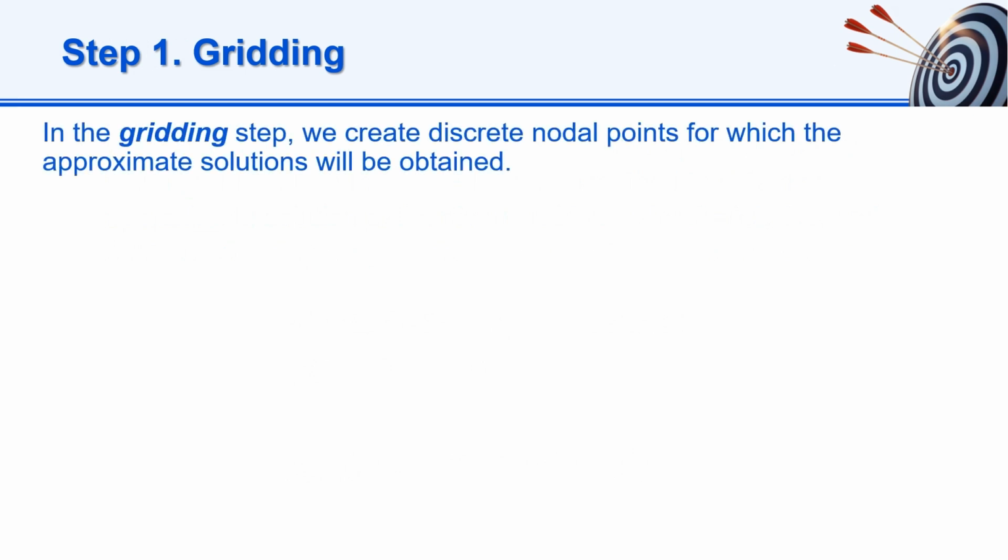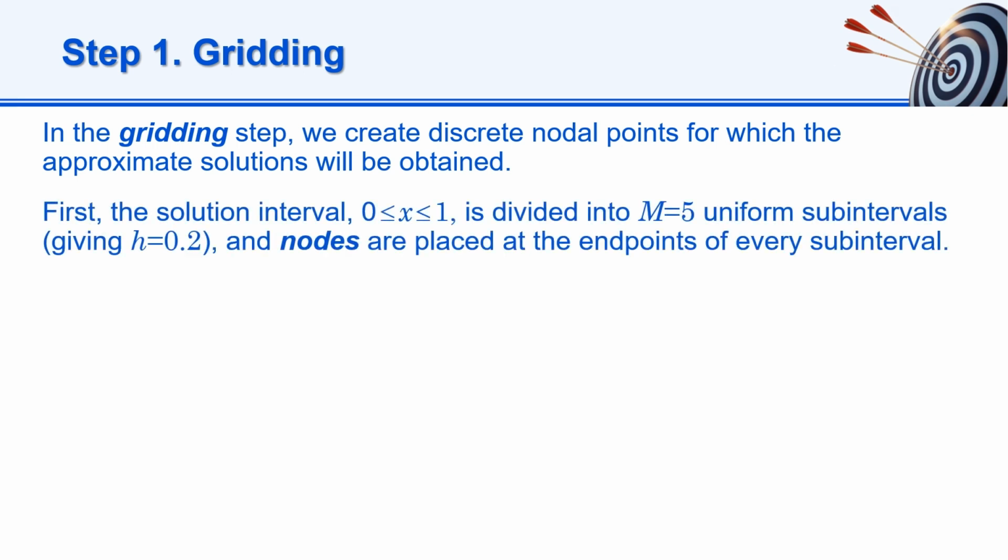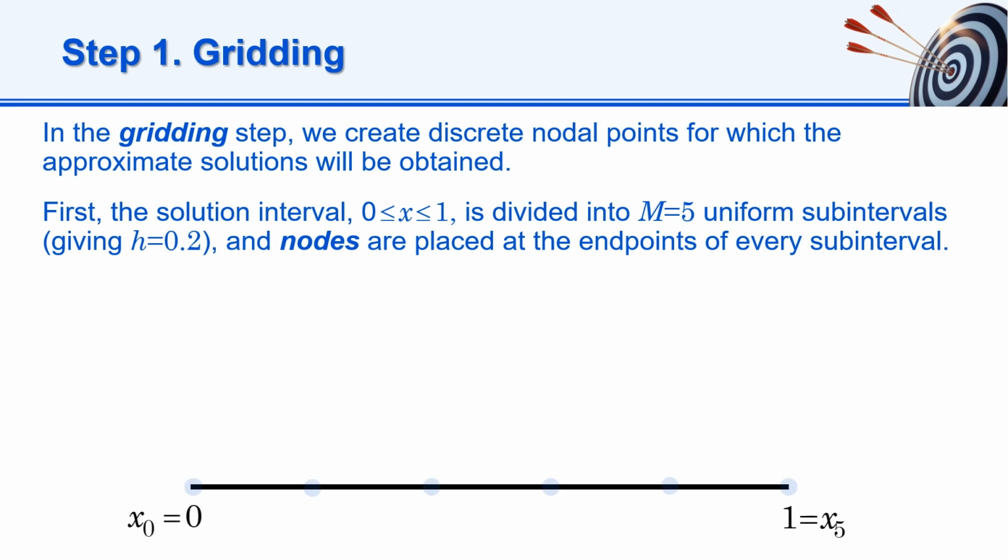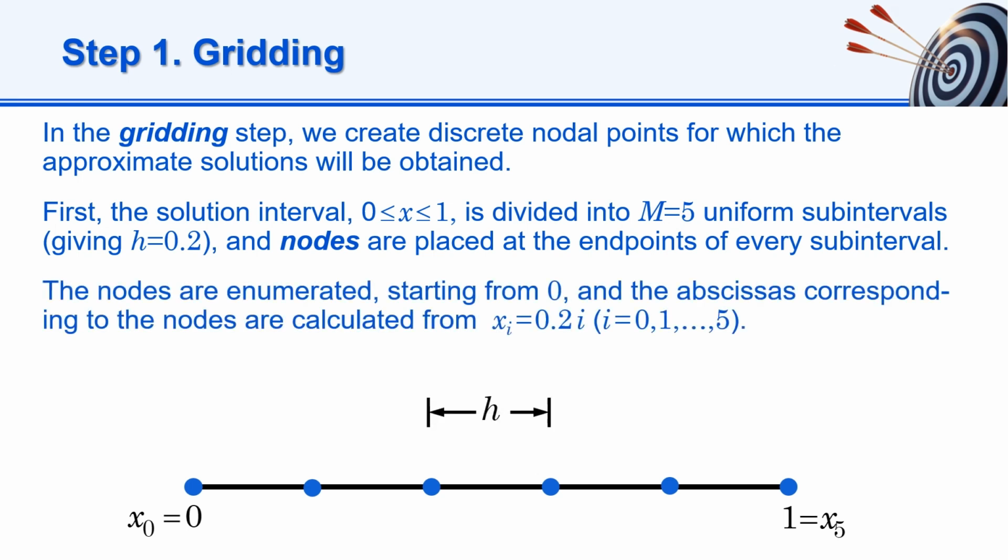In the gridding step, we create discrete nodal points for which the approximate solutions will be obtained. First, the solution interval is divided into 5 uniform subintervals, giving h equals 0.2, and nodes are placed at the endpoints of every subinterval. The nodes are enumerated, starting from 0, and the abscissas corresponding to the nodes are calculated from x_i equals 0.2i, i equals 0 through 5.